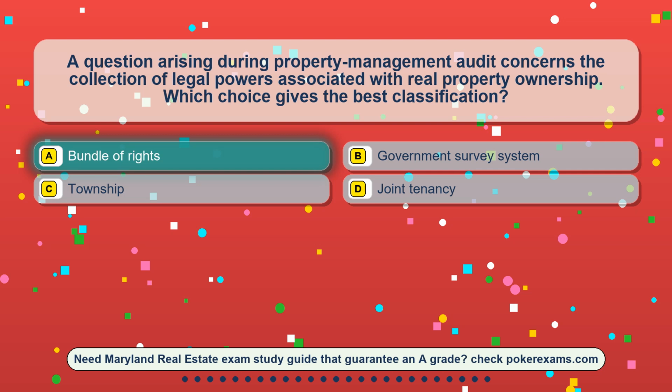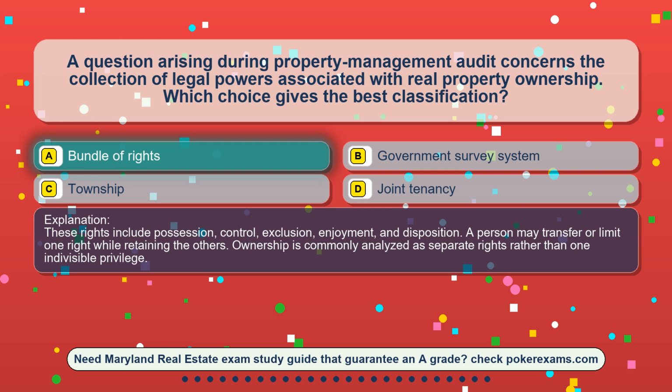The correct answer is option A, bundle of rights. These rights include possession, control, exclusion, enjoyment, and disposition. A person may transfer or limit one right while retaining the others. Ownership is commonly analyzed as separate rights rather than one indivisible privilege.